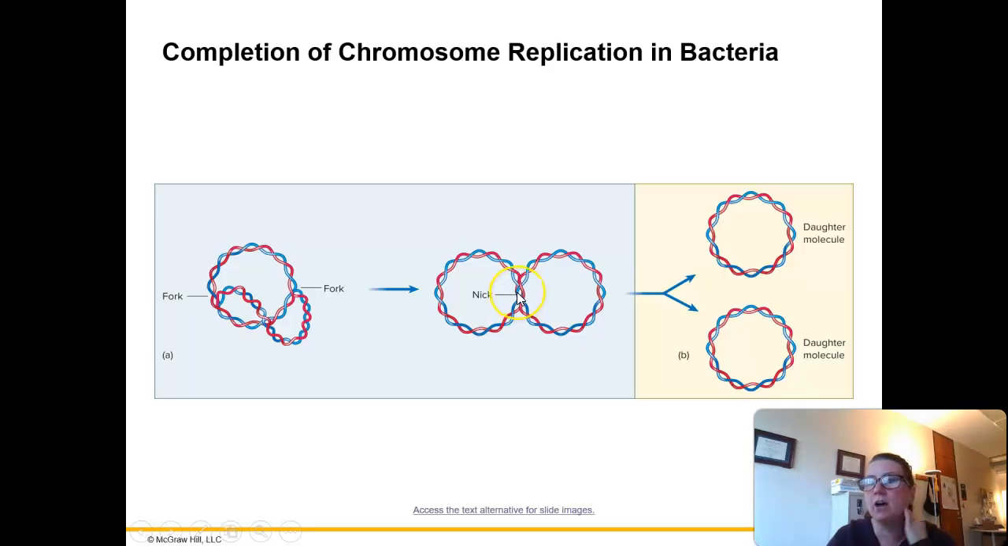But when it's done, there's going to be what they call the nick, and that's where these two now copies of the original DNA are separated. So you have the one initial source of DNA, and then you have the two daughter molecules of DNA. So that's how that works.